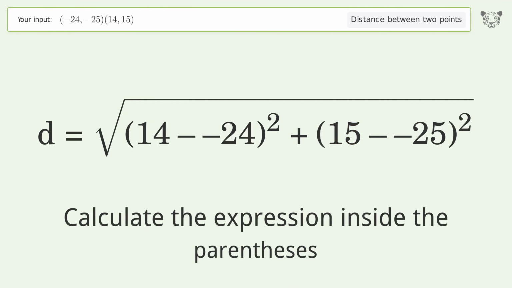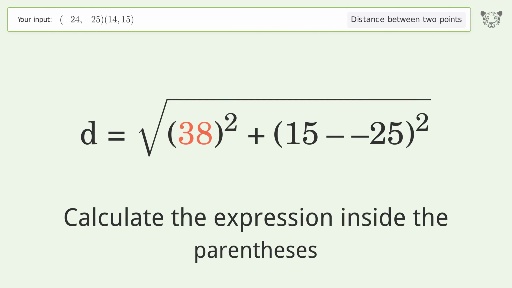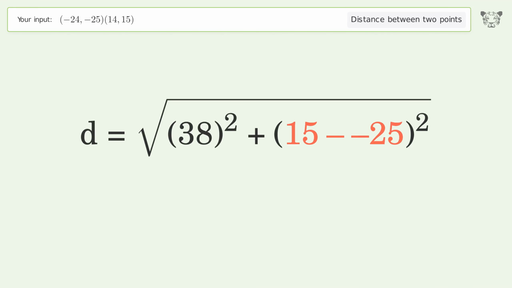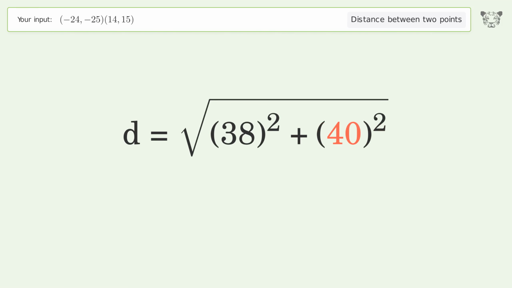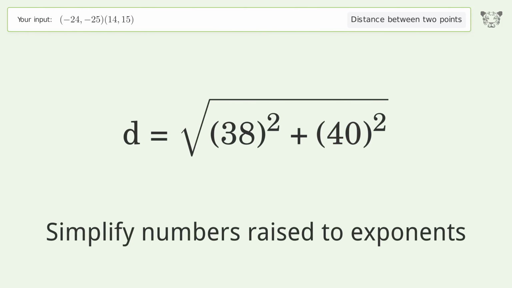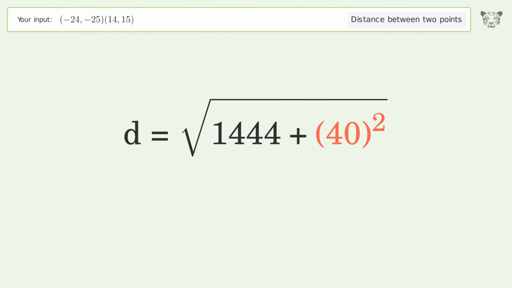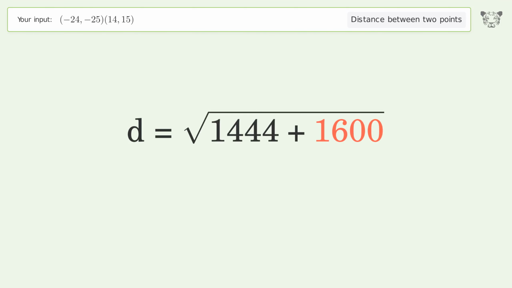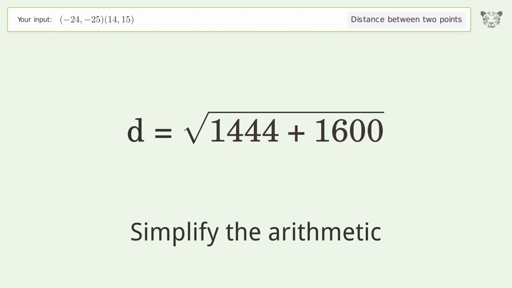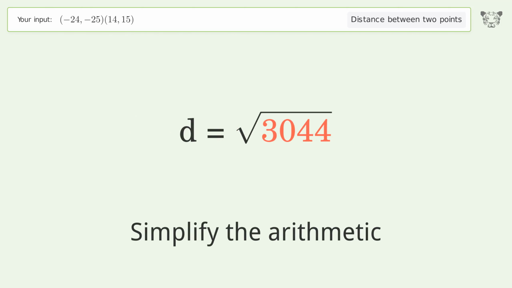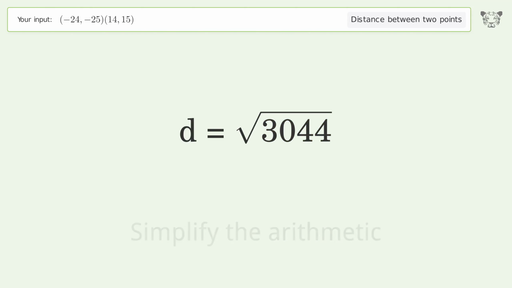Calculate the expression inside the parentheses. Simplify numbers raised to exponents. Simplify the arithmetic. And so the distance between the 2 points is the square root of 3044, or 55.172.